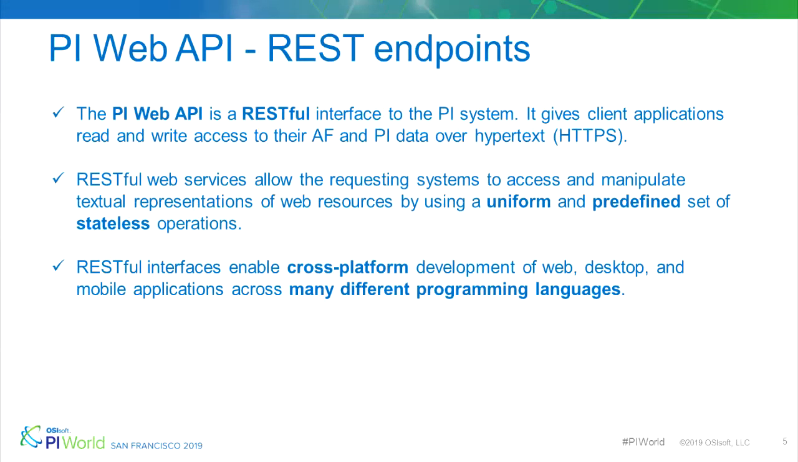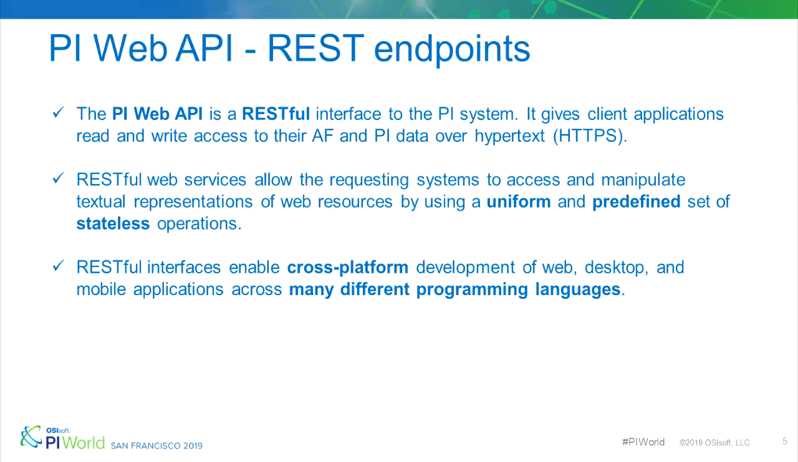Pay close attention, and you are probably using them in your everyday life in the form of APIs from Google, Facebook, or for the more hip audience in the crowd, Instagram. So what is the Pi Web API? It is a RESTful interface to the Pi system. It gives client applications read-write access to their Pi and AF data over hypertext.